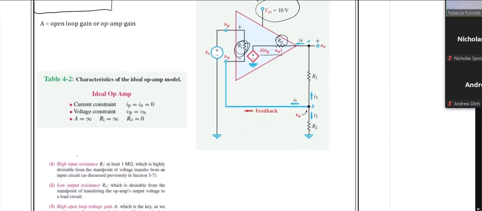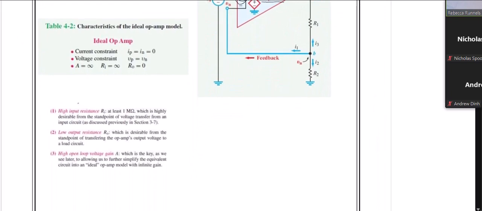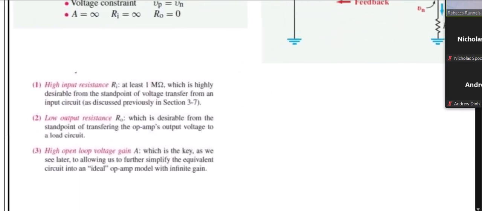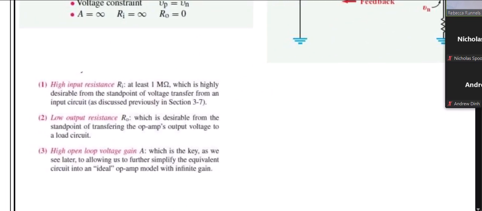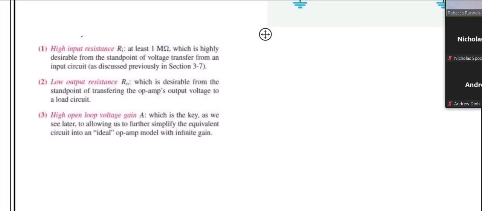And our first example is going to be, and here I have the notes for what these things are. So Ri is your input resistance. It should be high, at least 1 mega ohm. So we said in ideal, it would be infinite, but in a real one, it would be at least 1 mega ohm. Low output resistance, you just want to have as low resistance as possible. And you want to have that A be as big as possible, which is going to allow us to make the op amp.